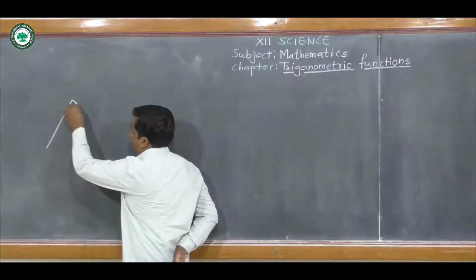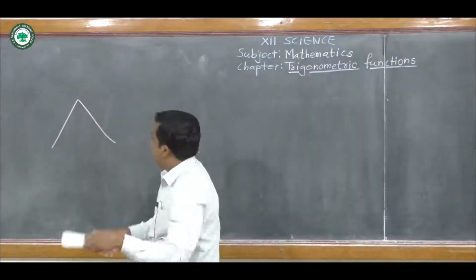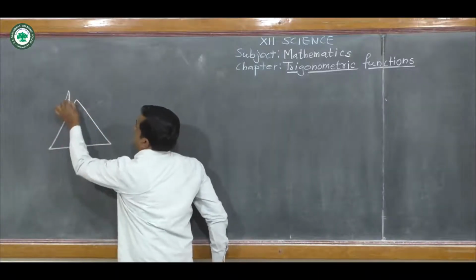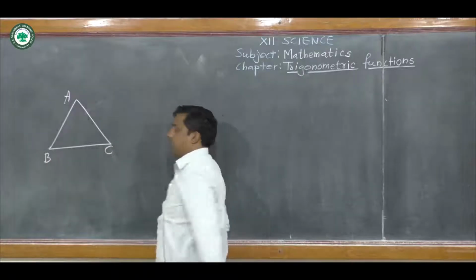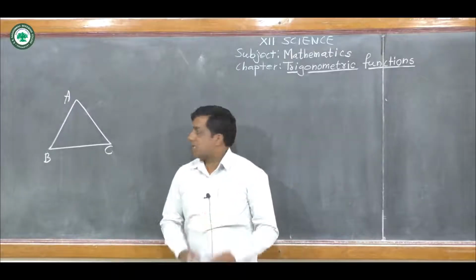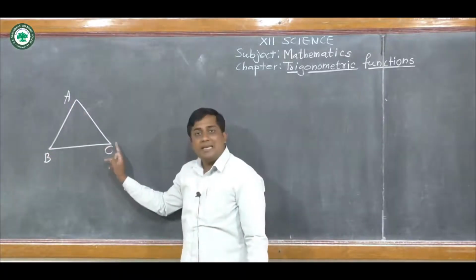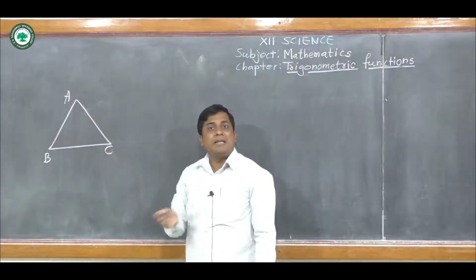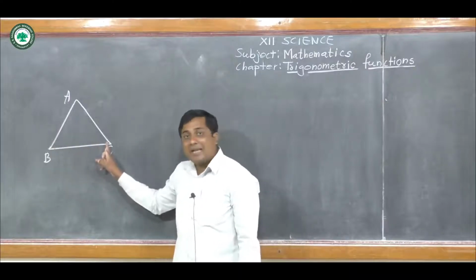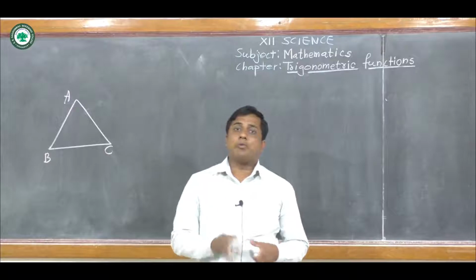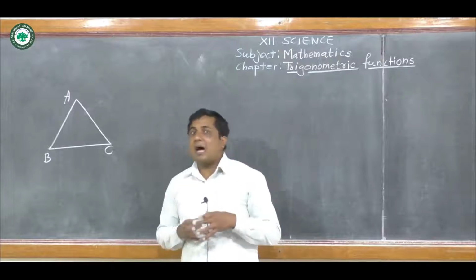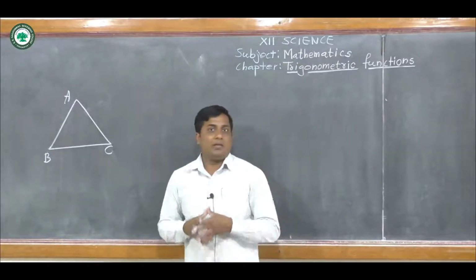Here we consider triangle ABC. In this triangle we have three sides and three angles. The sides are AB, BC and AC, and the angles are the angle at A, the angle at B, and the angle at C. These three sides and three angles are the elements of the triangle.